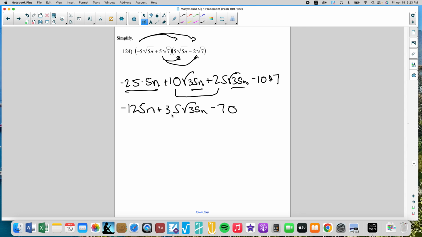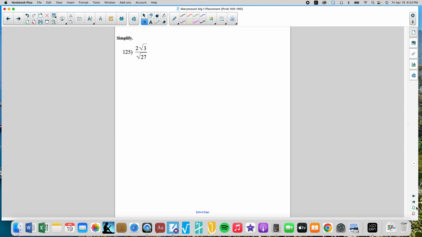Good. Okay. We're golden. Now we have radicals in fractions. So we have 2 rad 3. Let's simplify that denominator to rad 9 rad 3, which becomes 2 rad 3 over 3 rad 3. We're going to cancel these. Cancel those out. And that leaves us with 2/3. Boom.